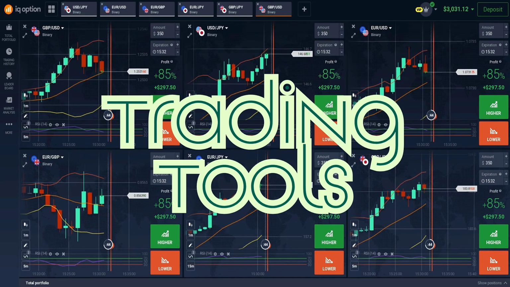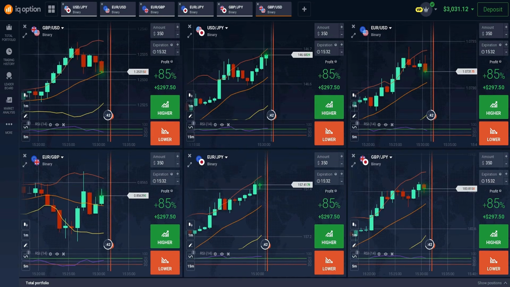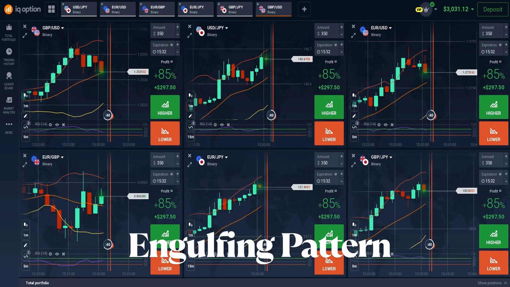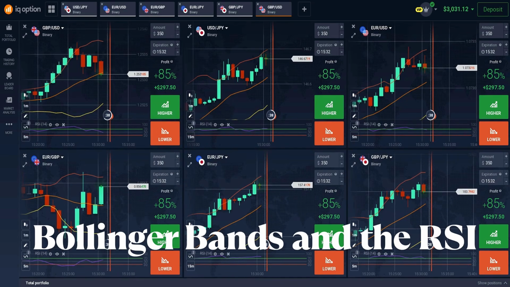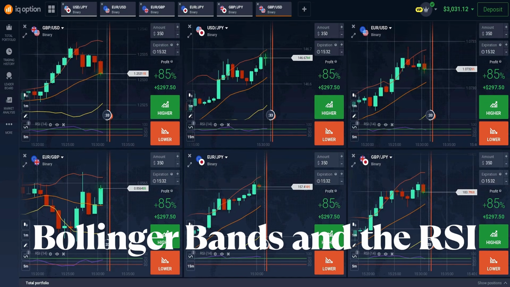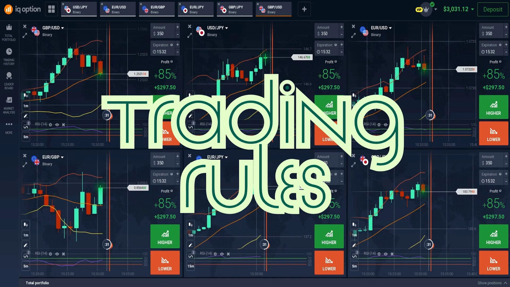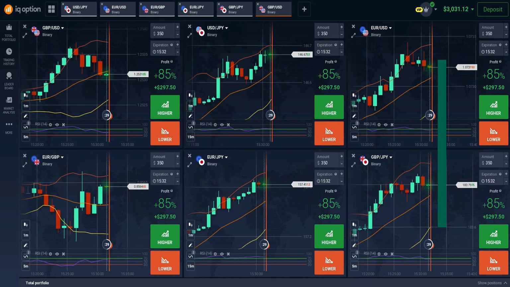Let's talk about the trading tools we'll be using in this strategy. We will use the engulfing pattern as our primary signal. To filter our signals, we'll use two indicators, Bollinger Bands and the RSI, both with their default settings. Now let's jump into today's most accurate trading strategy.